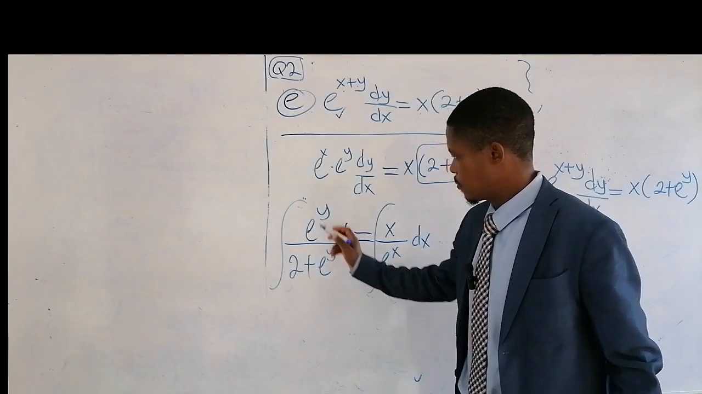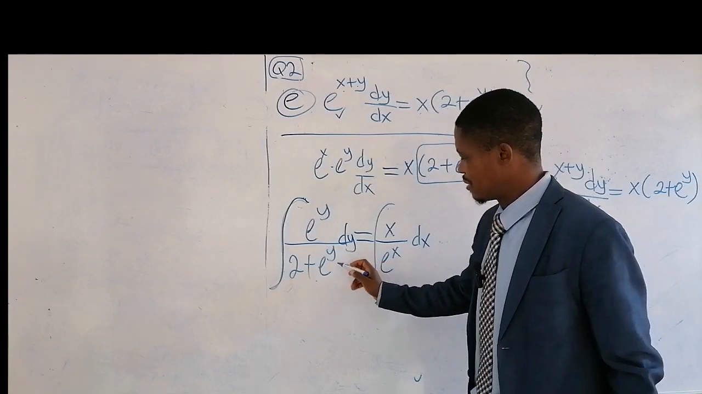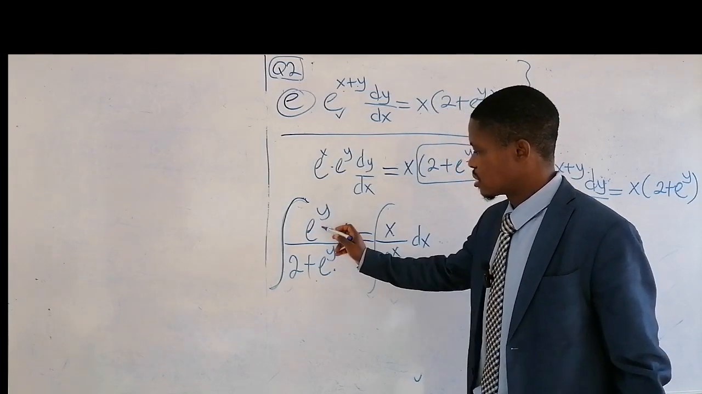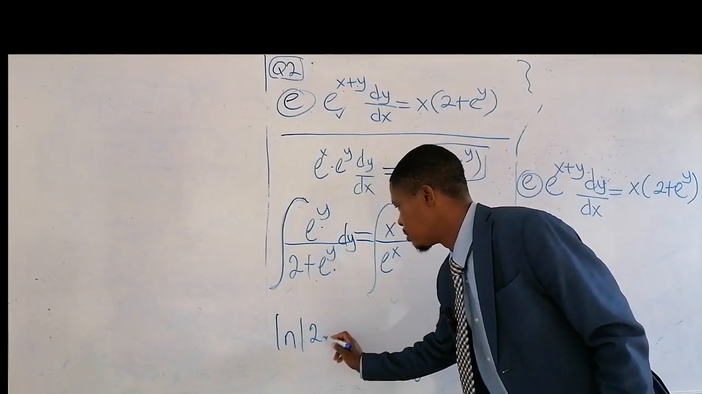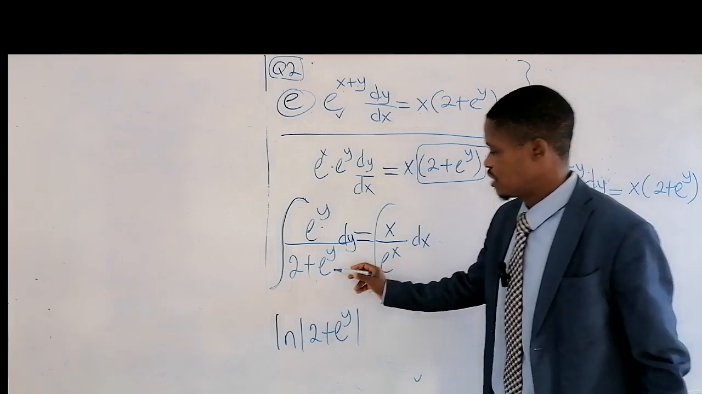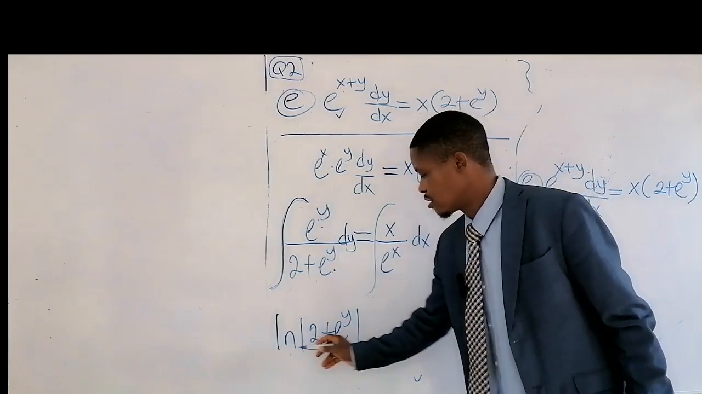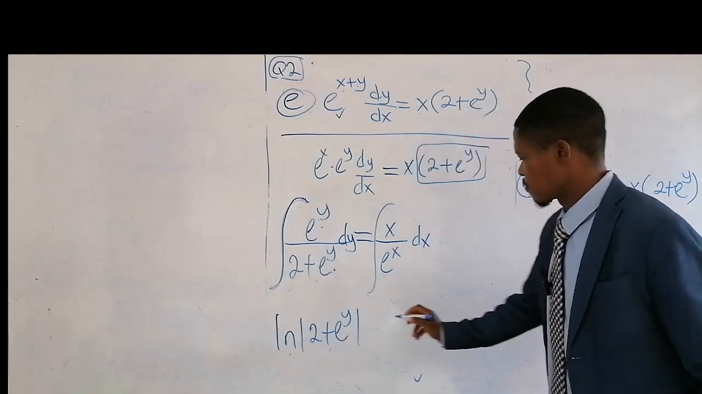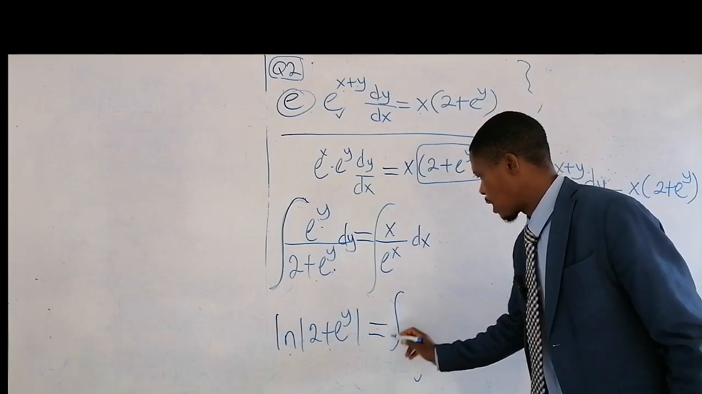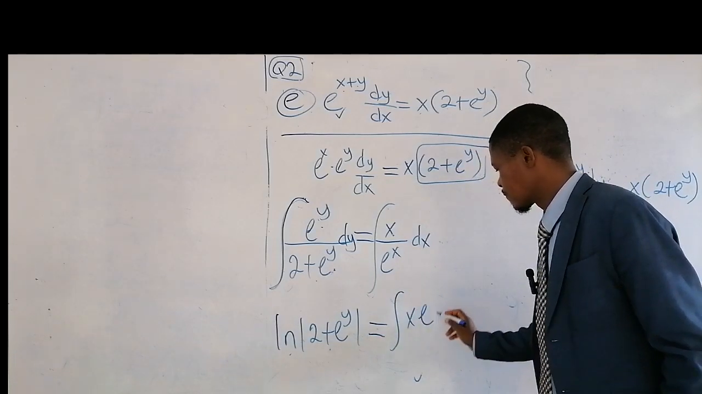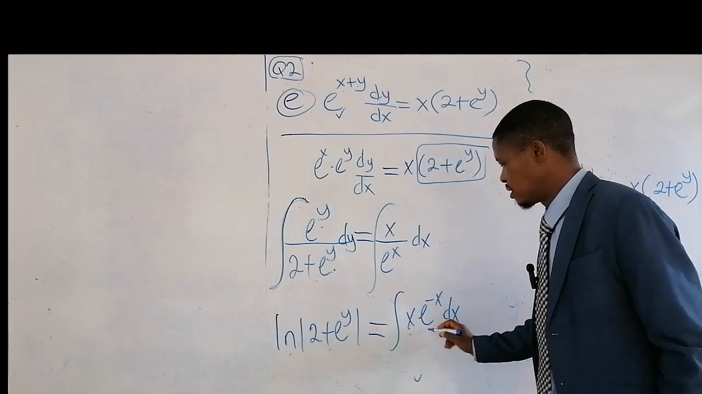Then if you want to integrate this one, the derivative of the denominator is the same as the numerator. So that will be equal to ln of the denominator. Anytime the derivative of the denominator equals that of the numerator, it's going to be ln of the denominator. And for the right hand side, we're going to use integration by parts because it's two functions, this one and this one.